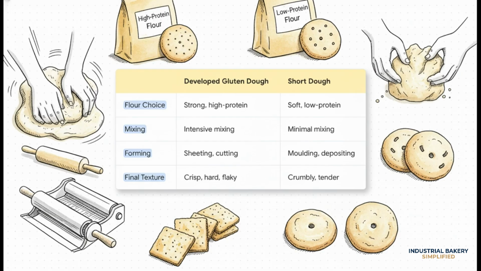For a cracker, you're going to pick a strong, high-protein flour and mix the heck out of it. For a shortbread, you're going to grab a soft, low-protein flour and mix it as little as humanly possible. This blueprint tells you exactly what ingredients, equipment, and processes you need to use.